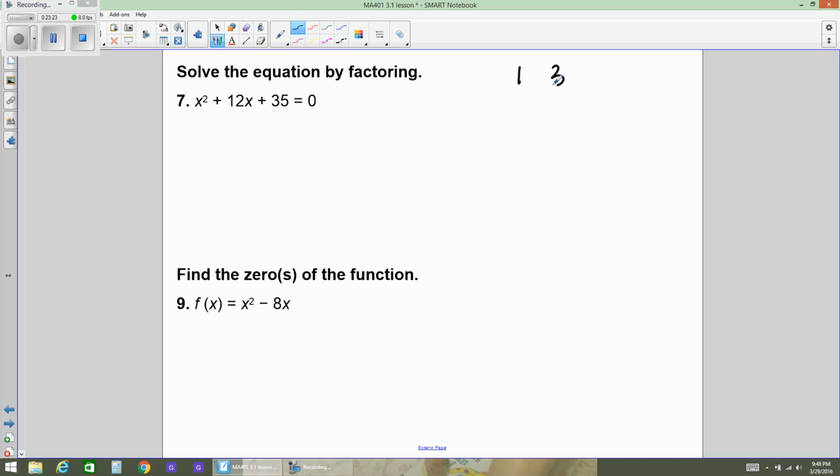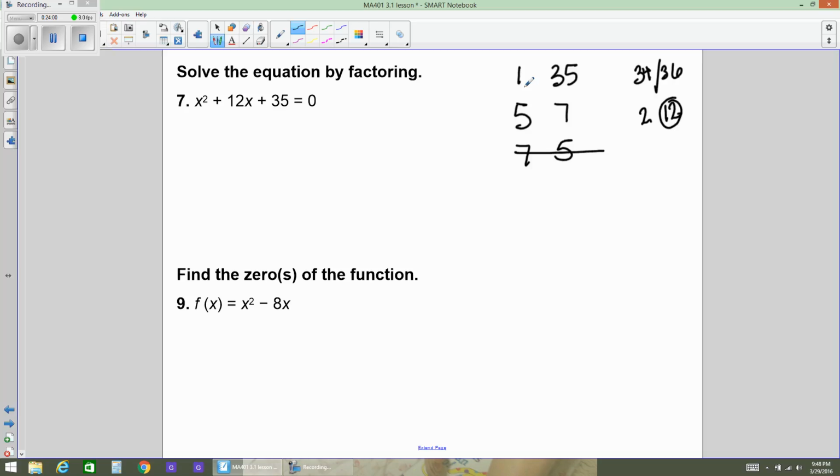So I have a 1 and a 35. 2 is not a factor. 3 is not a factor. 4 is not a factor, but 5 is a factor with 7. 6 is not a factor. And 7 is a factor with 5, but we already have it. Okay, this would give us a 34 or a 36 if we subtracted or if we added. And 5 and 7 would give us a 2 or a 12, and that's what I want.